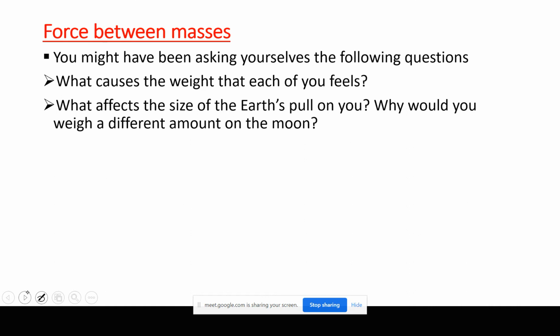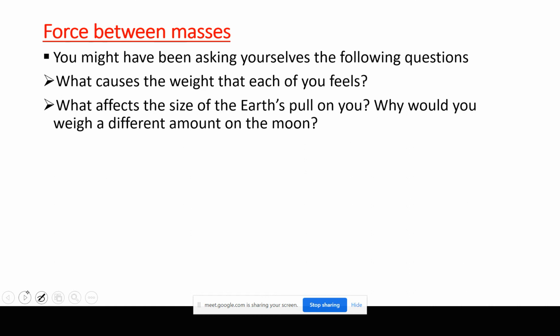I feel like the force is less on the moon because we are further away from the Earth and we weigh less, but our mass is the same. Yeah, that's what I think. So what affects the size of the Earth's pull on you? It is precisely your mass. Your mass is responsible for the size of the Earth's pull on you.